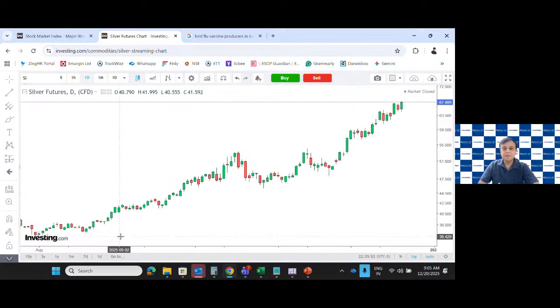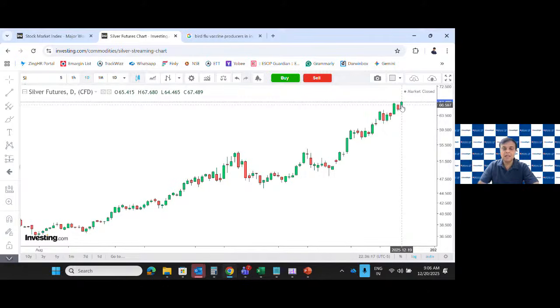So already we have seen a significant stellar rally in silver this year, and still it is making new all-time highs day by day, and this is not stopping at all. Silver is continuously going up, and maybe because of short squeezing, many shorts were there in the system and they have started covering the shorts globally. That is pushing silver prices higher. So it is outperforming gold.